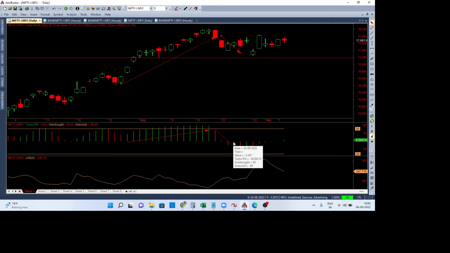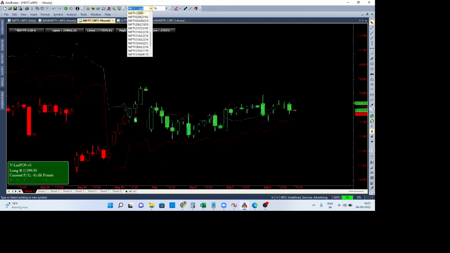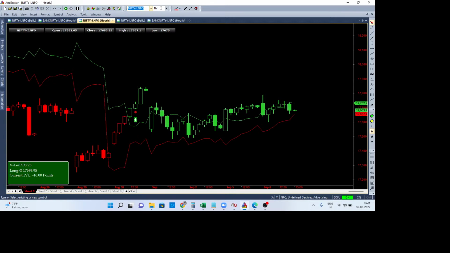But the moment sentiment is turning negative, the moment indicators are changing to negative, the positional bias shifts to the downside. Now what I'm going to do here is go through another indication, which is Wheel Intra V5. I use it for myself, on a 15-minute scale and an hourly scale.